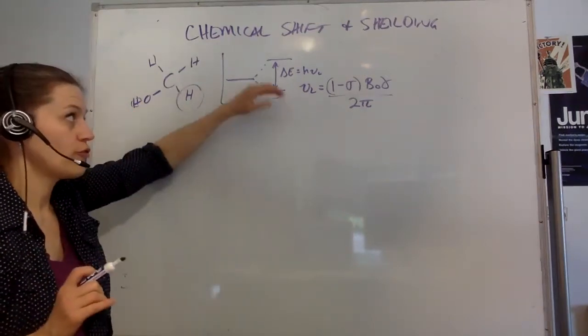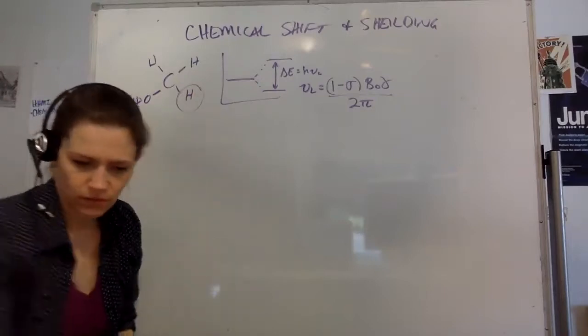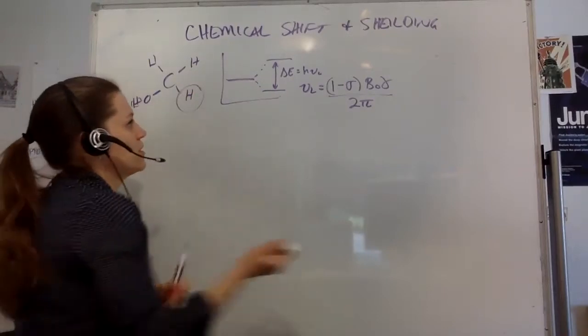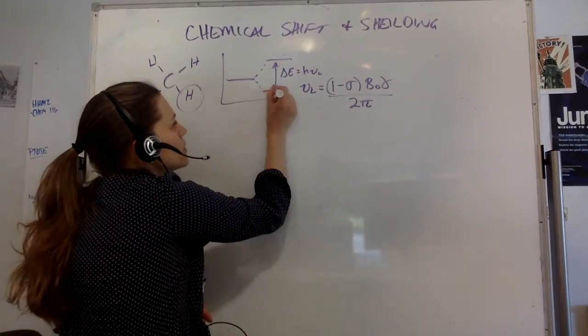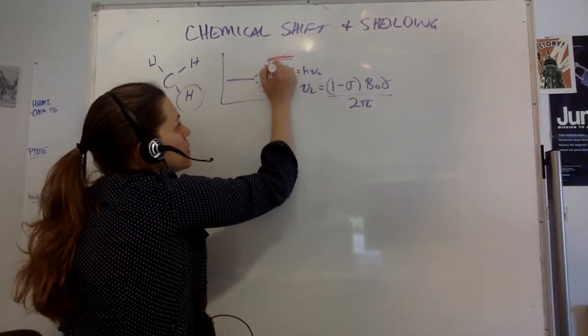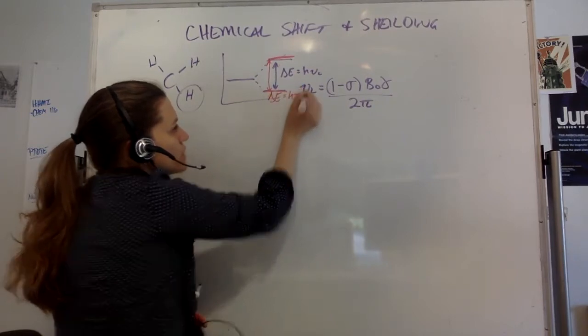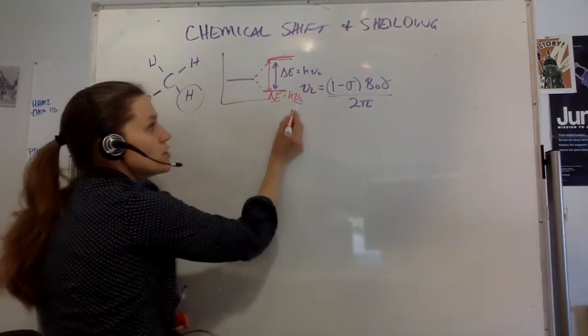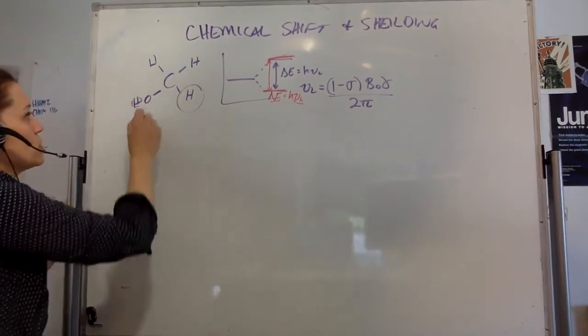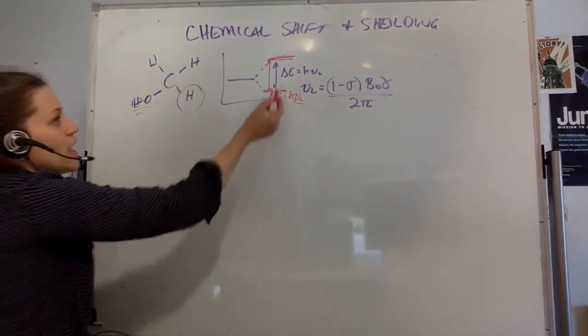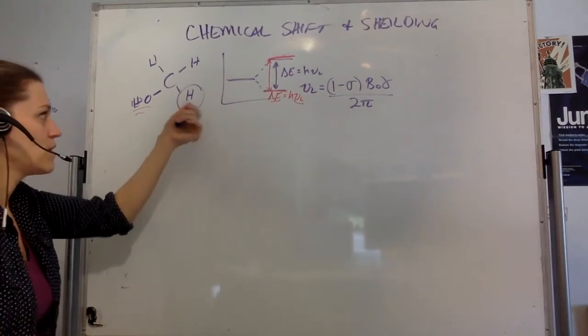But if you have, oh, found the red marker. So here might be the other delta E equals h nu, or Larmor frequency. So this Larmor frequency might correspond to that proton, and the purple Larmor frequency might correspond to that proton.